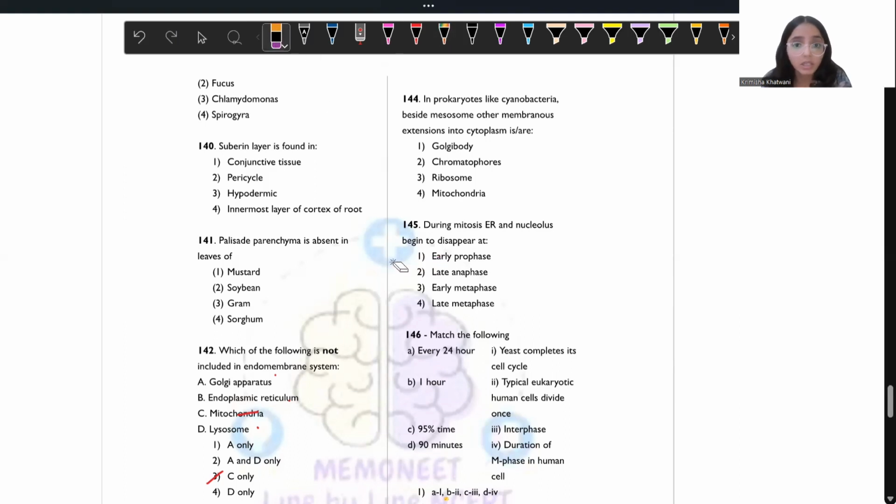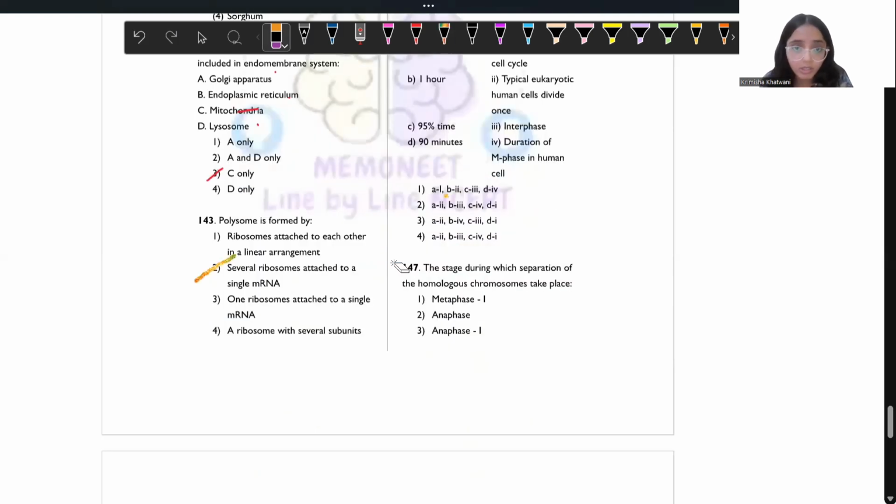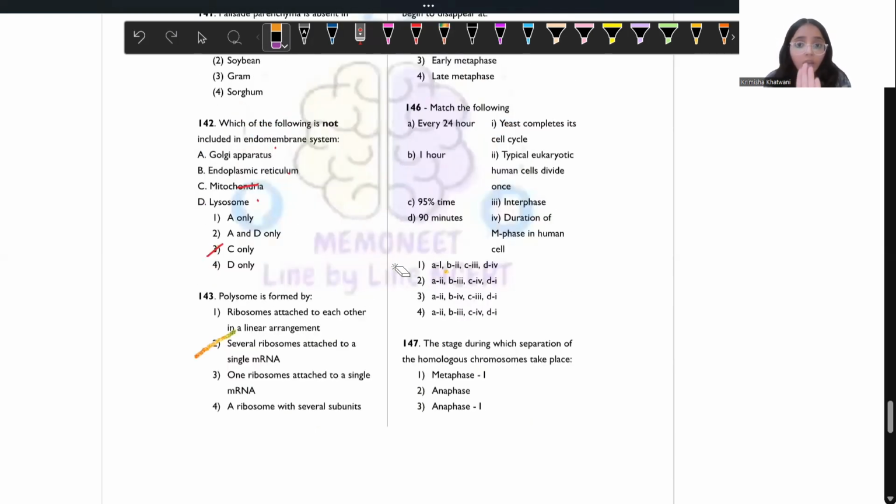Let us see next, question 146. What is the answer to question 146? So every 24 hours, what is happening? A typical eukaryotic human cell divides once in one day. One hour is the duration of M phase of the cell cycle. And 95% of the time is spent in interphase. And in 90 minutes, yeast will complete its cell cycle. So we have A2, B4, C3, and D1. So the answer to this question is the third option.